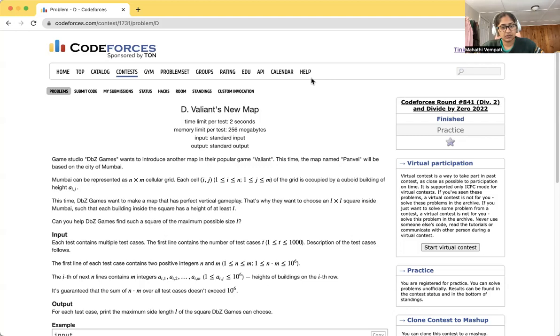Maximum possible. And okay, 1,000 test cases. The sum of m into n over all test cases, the number of cells basically, doesn't exceed 10 to the 6. The ith line of the next, integers, buildings. That's interesting.